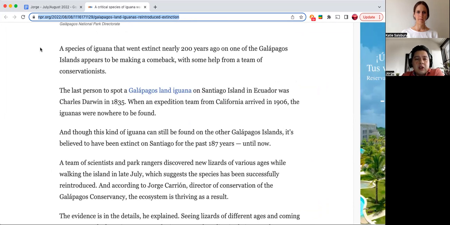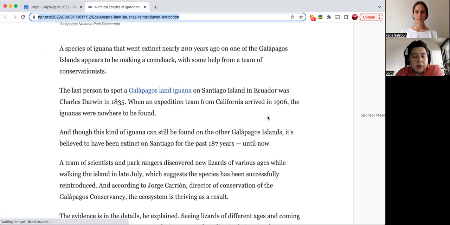appears to be making a comeback with some help from a team of conservationists. The last person to spot a Galapagos land iguana on Santiago Island in Ecuador was Charles Darwin in 1835, when an expedition team from California arrived in 1906. The iguanas were nowhere to be found.